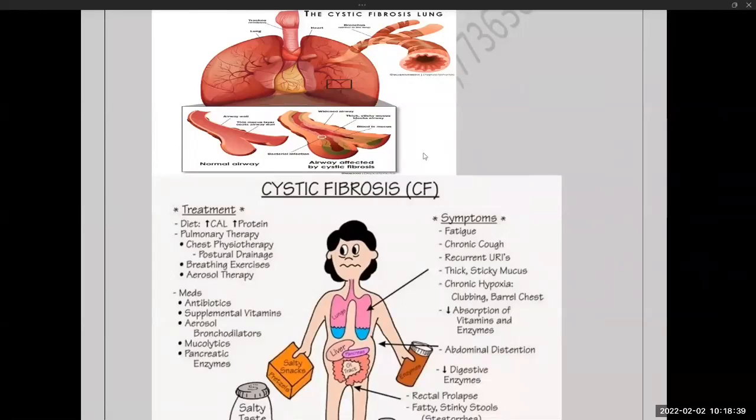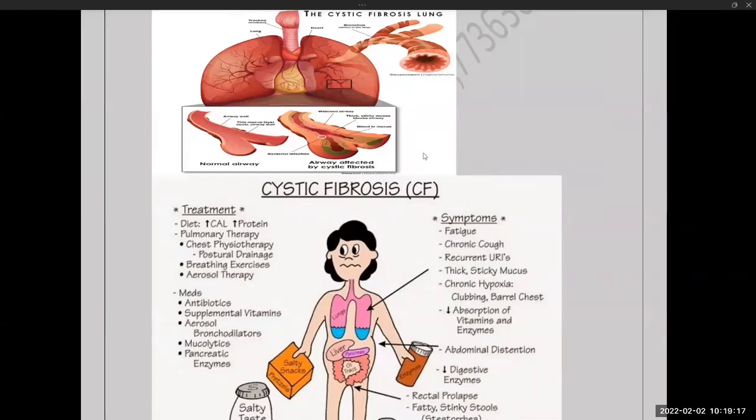Okay, so please look at the signs and symptoms of cystic fibrosis. There'll be fatigue, chronic cough, recurrent upper respiratory infections, thick sticky mucus, chronic hypoxia. See, what is the sign of chronic hypoxia? If a client is chronic hypoxic, not acute hypoxic. What is the difference between chronic hypoxia and acute hypoxia? Chronic hypoxia എന്ന് പറയുമ്പം chronic situations ആണ്. The patient has been hypoxic for a long period. Acute hypoxia, the patient became hypoxic just now. Okay, so that is the difference between chronic hypoxia and acute hypoxia.